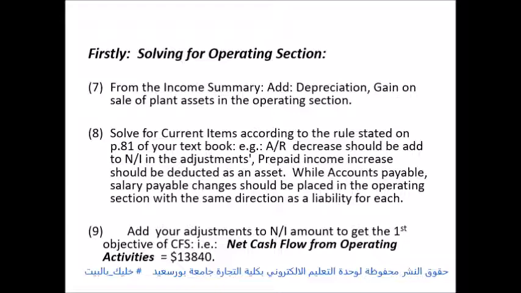Under it, add the gain on sale of plant assets. These two items you can get easily from the income summary. Add them in the operating section. Then solve for the current items according to the rule stated on page 81 of your textbook. Accounts receivable decrease should be added to net income in the adjustment.